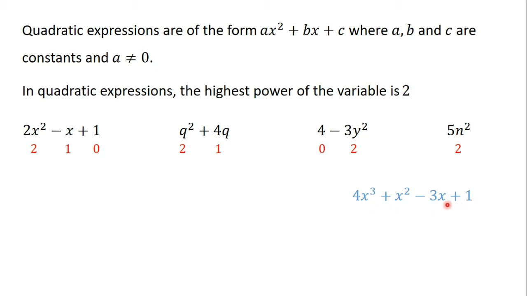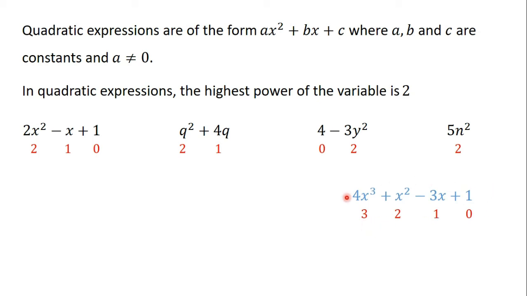that this expression has 4 terms. The variable here is x. The power of x in the first term is 3. The power of x in the second term is 2. The power of x in the third term is 1. The power of x in the last term is 0. The highest power here is 3.